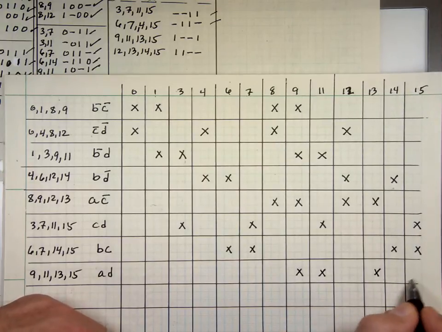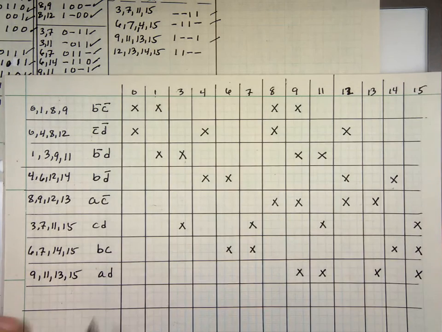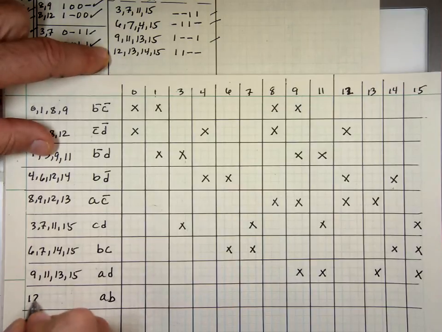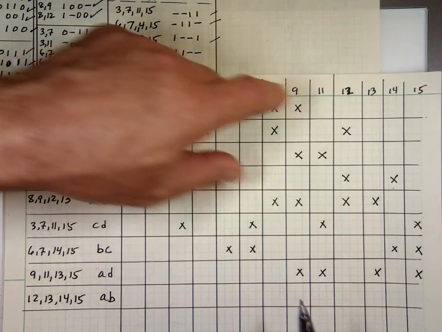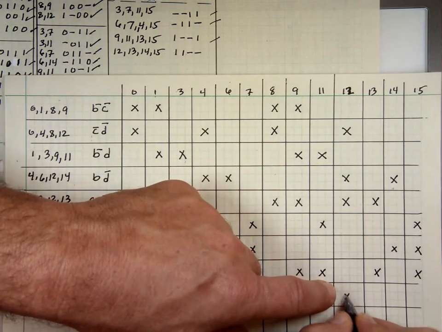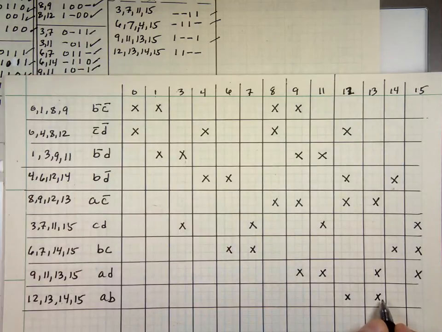And the last one, A and B. 12, 13, 14, and 15. 12, 13, 14, and 15.